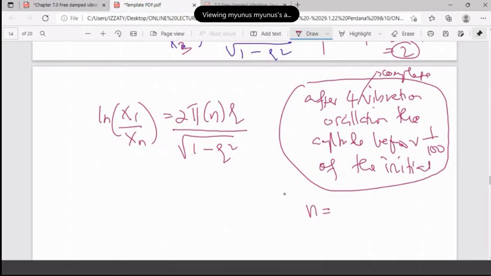Can anyone answer me? n equal to 1? If you don't put interest in answering this, I will just skip it and you have to do it on your own. Read the question very carefully: after 4 complete vibration oscillations. So n equal to 1? 4, correct. Your xn equal to 1?